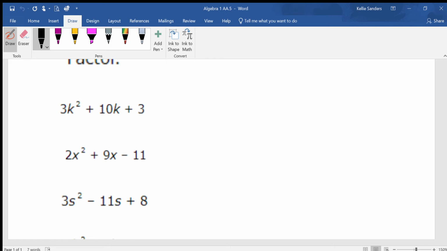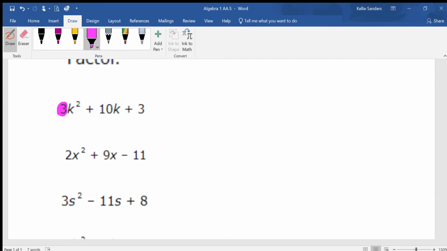Alright, so again, we have a trinomial. First thing we do is look to see if there is anything that we can take out. We have a 3, a 10, and a 3. Nothing goes into 3, 10, and 3 except for 1, and there's not a k in everything. So the greatest common factor is 1, so there's nothing to take out. So I'm going to erase these.